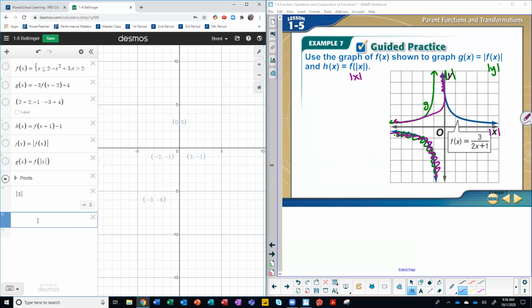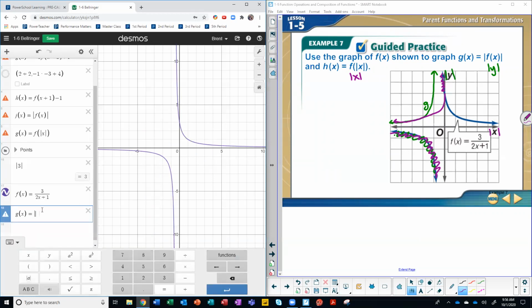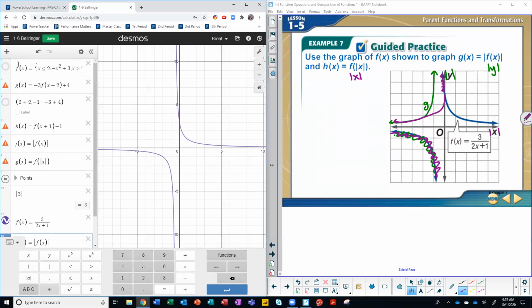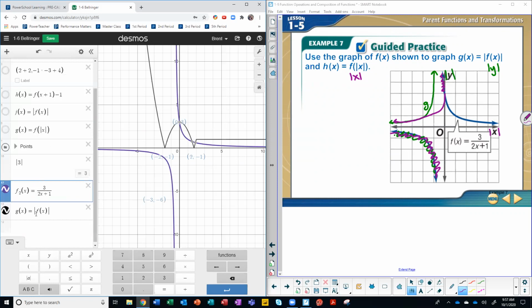All right, now I got that. I'm going to type in this equation here. It says f of x equals 3 divided by 2x plus 1. And so the first one, if we said g of x equals the absolute value of f of x. Oh, I got two f's. Let me just label this f2. Here we go, and call this f2.